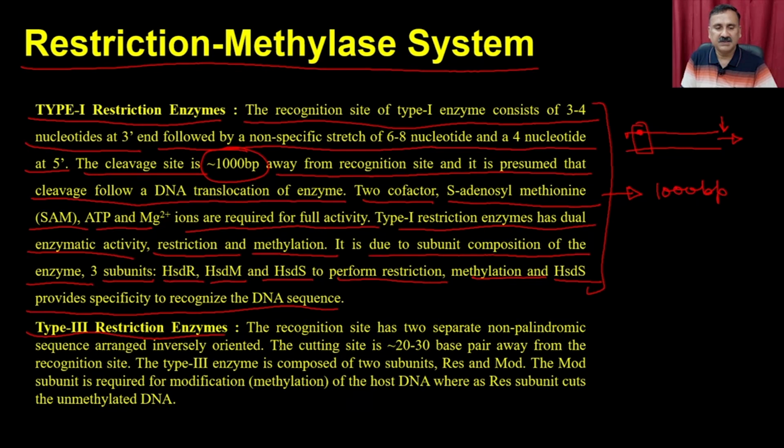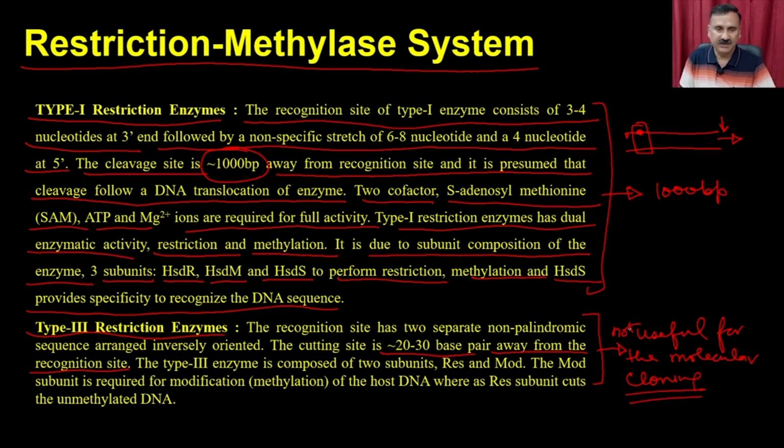Similarly, the type 3 restriction enzyme has two separate palindromic sequences, so the recognition site has two separate palindromic sequences arranged in inverse orientation. The cutting site is 20 to 30 base pairs away from the recognition site, which means these are also not going to be useful for molecular cloning, because their recognition site and their cutting site are different.